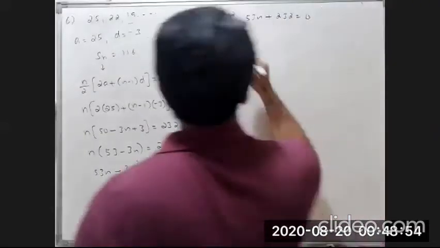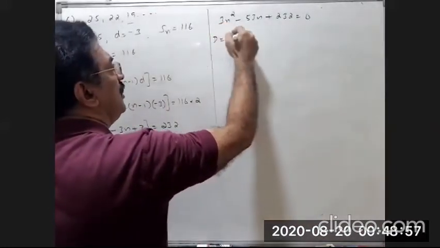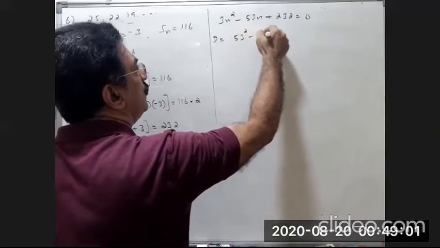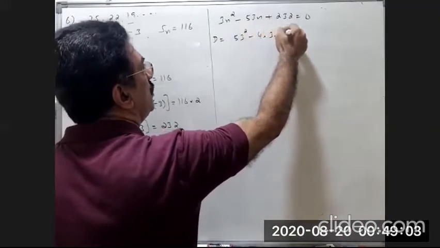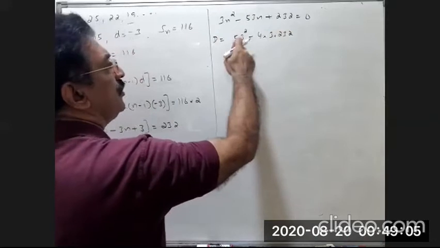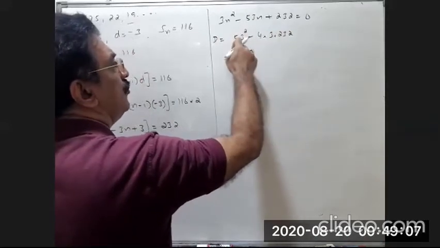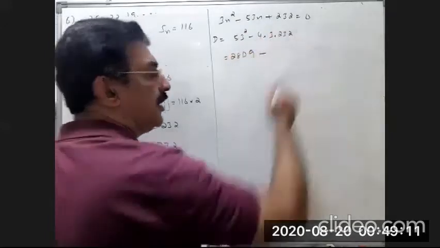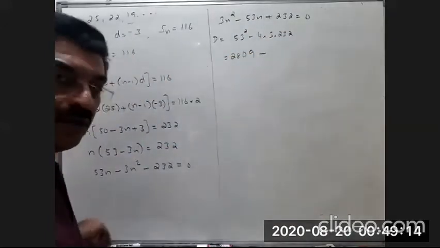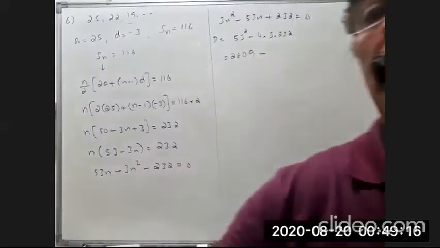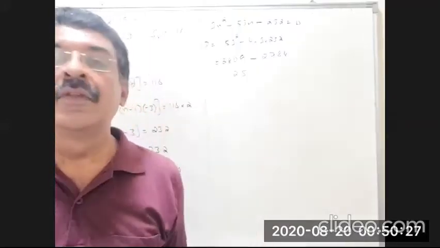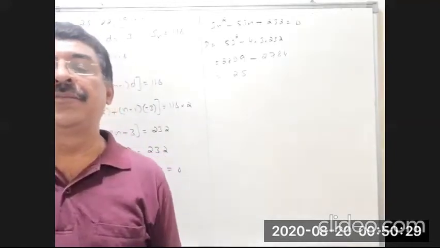Use this as d. D is b square minus 4ac, which is 53 square minus 4 into 3 into 232. Multiply all of it and find the value.